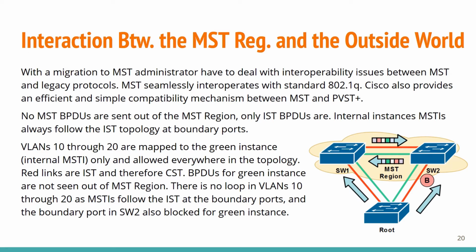BPDUs for the green instance are not seen out of the MST region. Only inside the MST region we can see these BPDUs with the green instance. There is no loop in VLAN 10 through VLAN 20 as MSTIs follow the IST at the boundary ports, and the boundary port in SW2 is also blocked for the green instance. So this port is blocked, and there is no loop in VLAN 10 through 20.